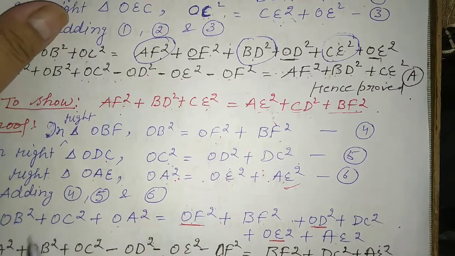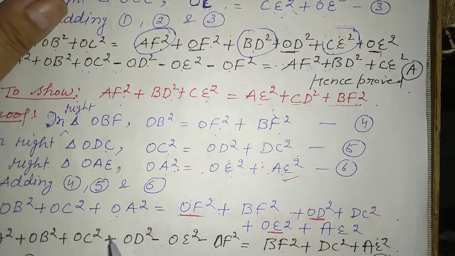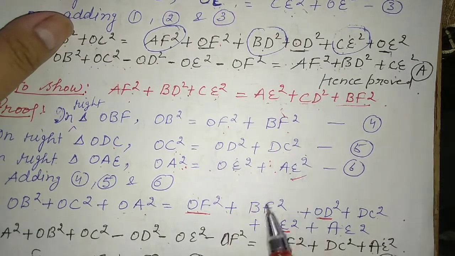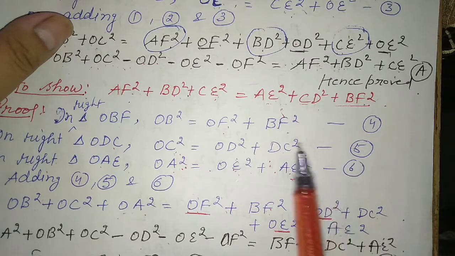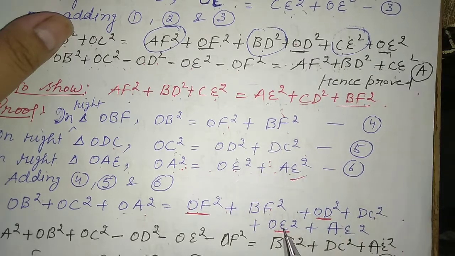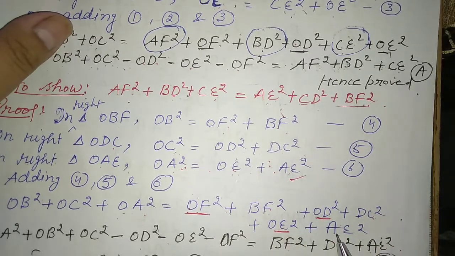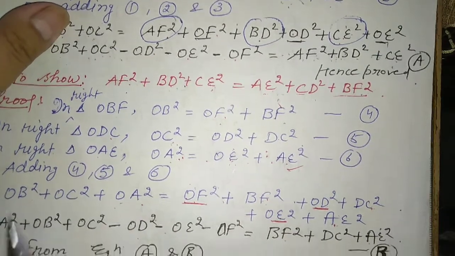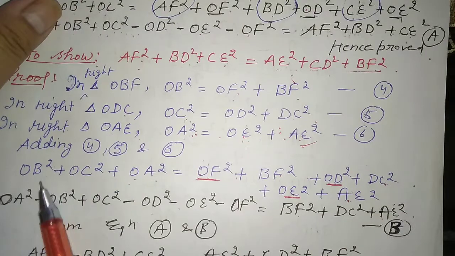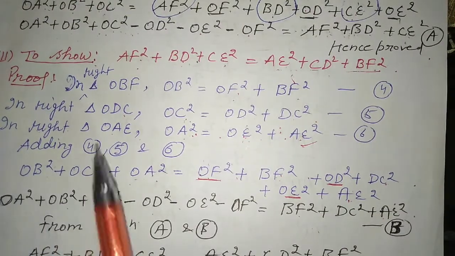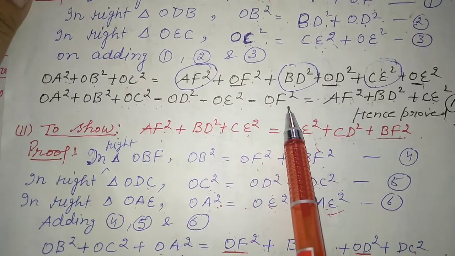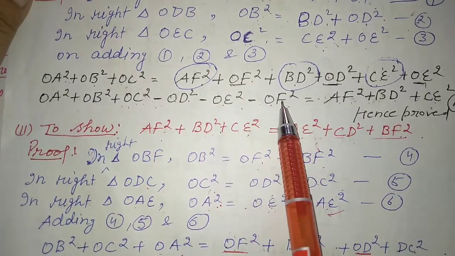OB square, OC square, OA square is equal to OF square, BF square, OD square, DC square, OE square plus AE square. Now here this is given OA square, OB square, OC square. This we will match with the equation number first. That is the first part we have proved.